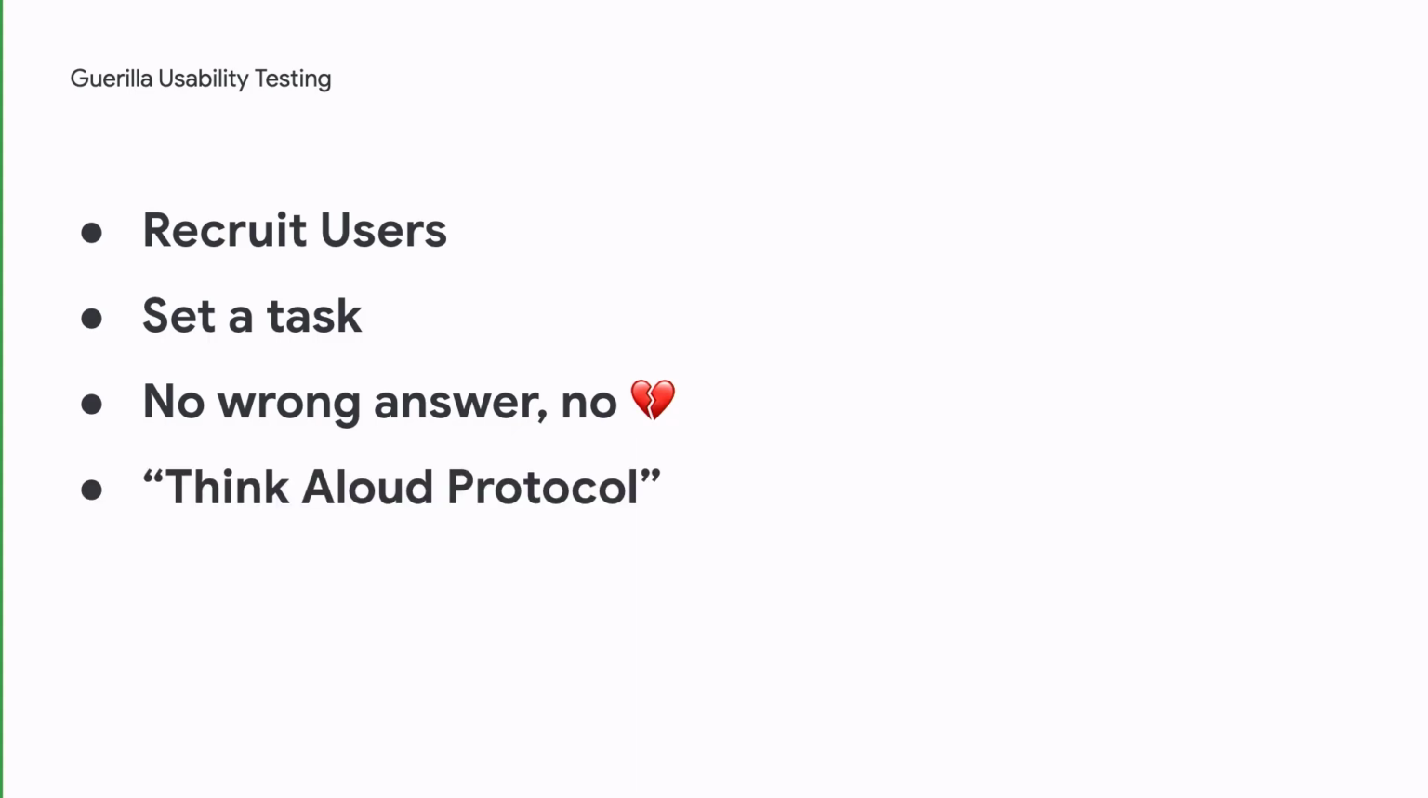Just ask the user to think aloud as they're using the interface, just to talk through what they're doing. Oh, I expected the button to be here. I clicked on it. Oh, that's not what I was thinking. I'd end up here. This would do this.